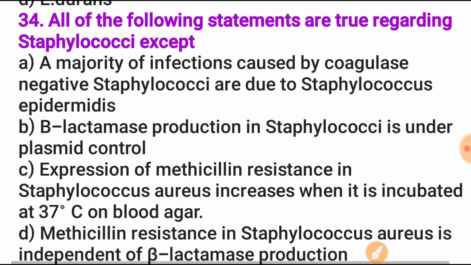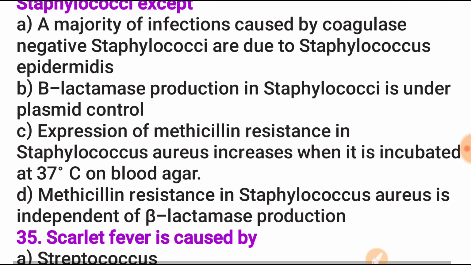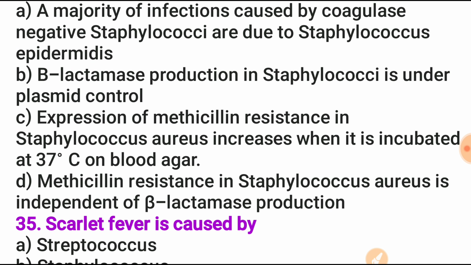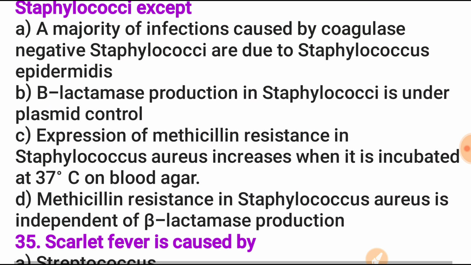Next: all of the following statements are true regarding Staphylococcus except, so here you have to choose the wrong option. A majority of infections caused by coagulase negative Staphylococcus are due to Staphylococcus epidermidis. Beta-lactamase production in Staphylococcus is under plasmid control. Expression of methicillin resistance in Staphylococcus aureus increases when it is incubated at 37 degrees Celsius on blood agar. And methicillin resistance in Staphylococcus aureus is independent of beta-lactamase production. You have to choose the option that is wrong.